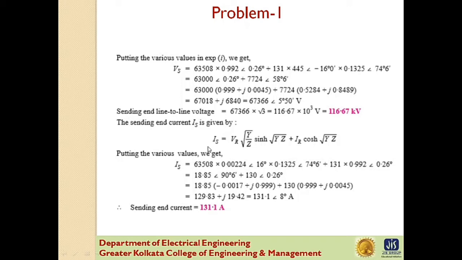Similarly, write down the expression of current Is and put the values of VR root over y by z sinh root over yz, IR cosh root over yz. We get this expression. On solving it, we get the value of Is in rectangular form as 129.83 plus j19.42. Now converting this into polar form, the magnitude of the sending end current is 131.1, angle is 8 degree ampere. So the sending end current is 131.1 ampere.